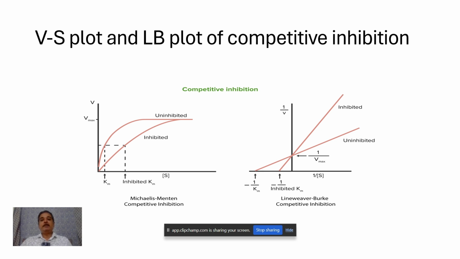So this Lineweaver-Burk plot is very useful for determining the type of enzyme inhibition. At one glance, we can see the type of the inhibition, whether it's competitive, uncompetitive, non-competitive.